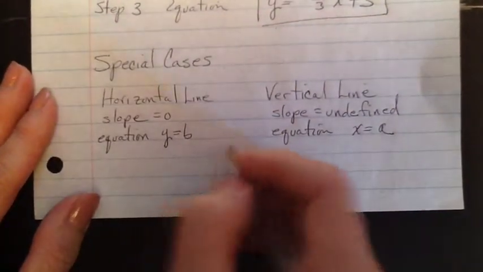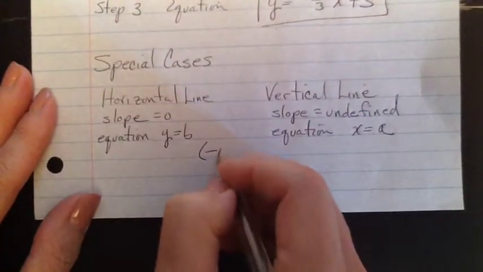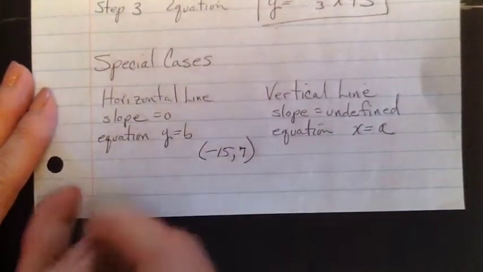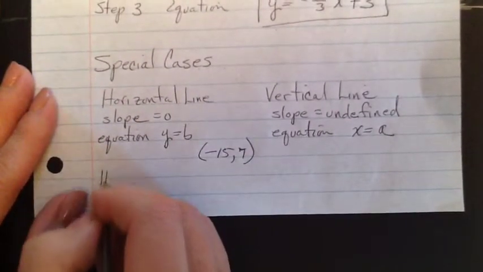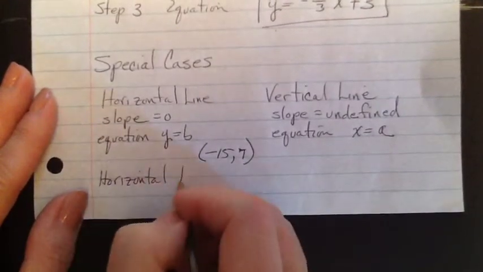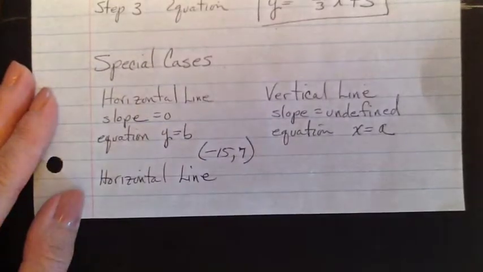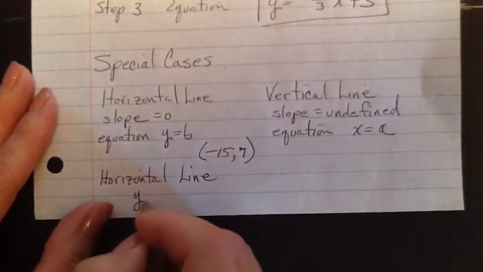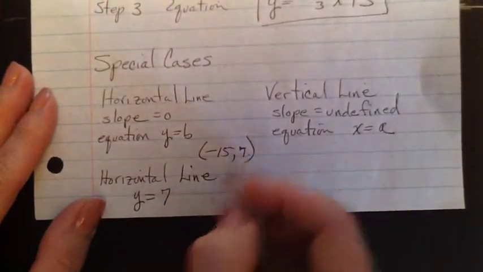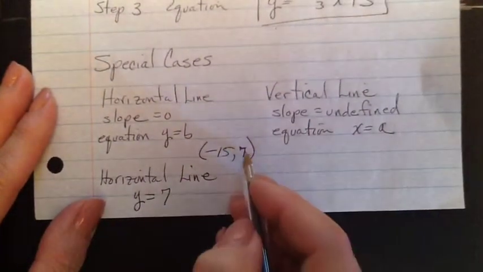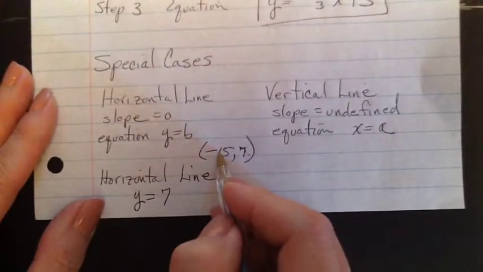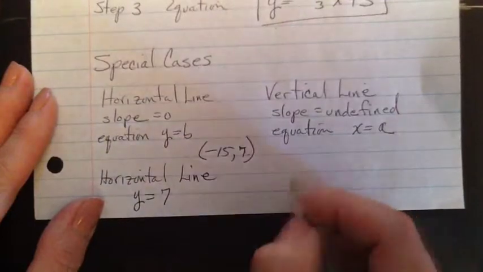So let's say I had a point, I don't know, -15, 7, and I wanted the equation of a horizontal line. We know it's of the form y equals. Well, what does y equal? y equals 7. It's stated here. It's always x, y. It's an ordered pair. Order matters. The first one is always x. This one's always y. Okay?